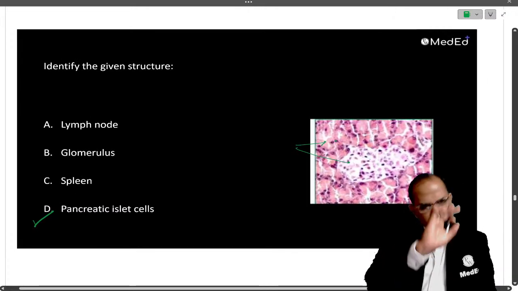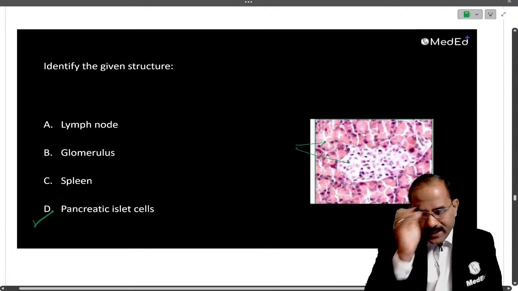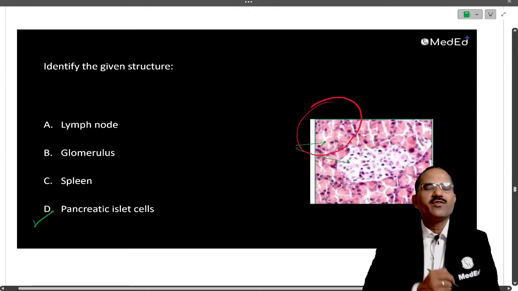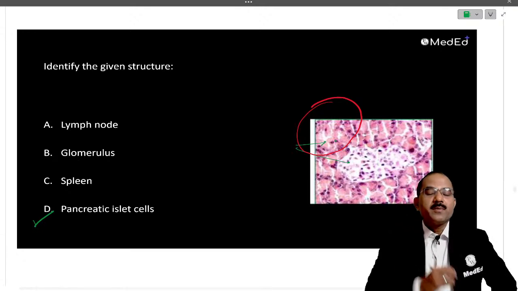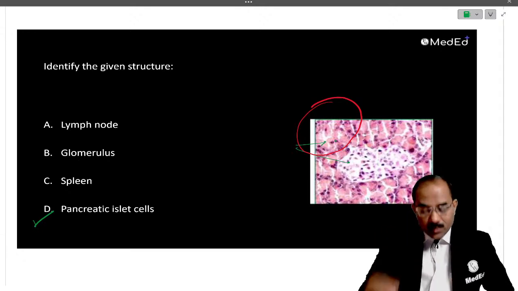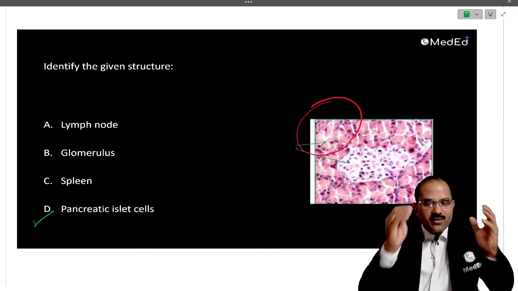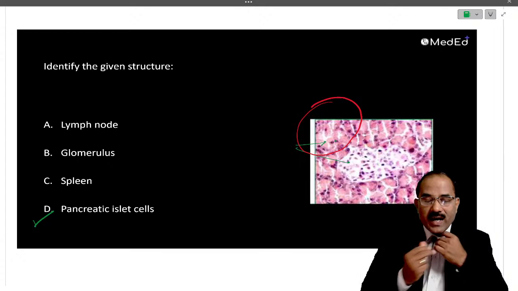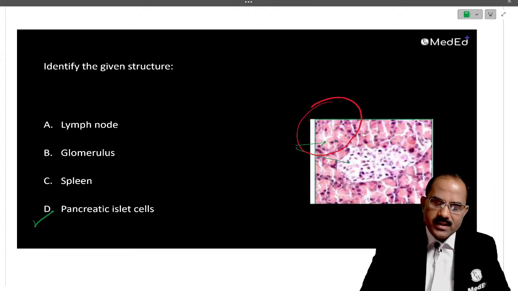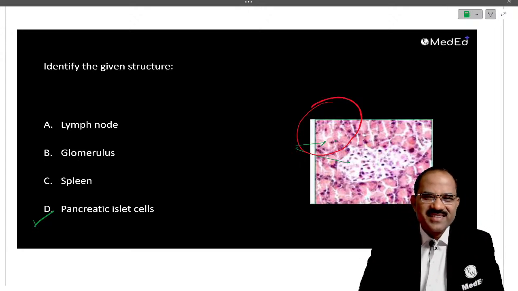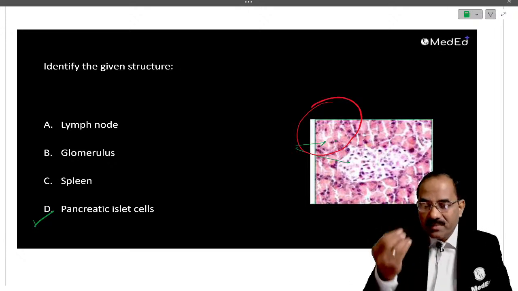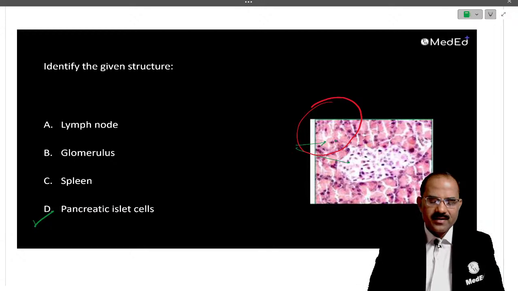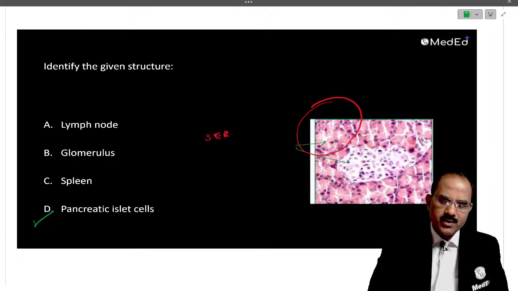Suppose the islets are not seen and only this part is seen. What do you identify this as then? The moment you see the islets of Langerhans, we identify this as pancreas. That's correct. But what I'm asking is, if the islets of Langerhans are not seen, what does the exocrine part of the pancreas resemble? This you should know.